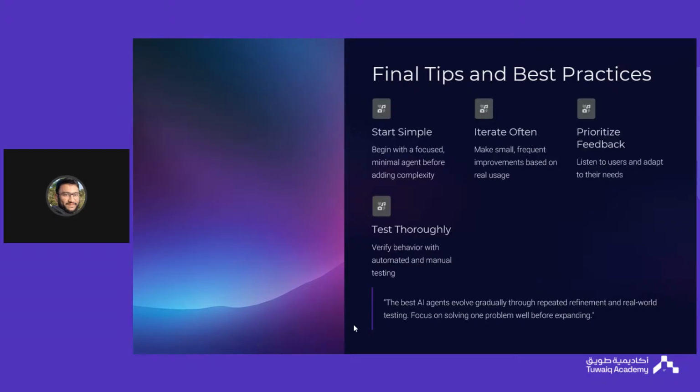Final tips and best practices. I request everyone to start simple, iterate often, practice, and prioritize feedback. Take feedback from your own people nearby or who are experts, like prompt engineers, who are using the AI agents, then test thoroughly.